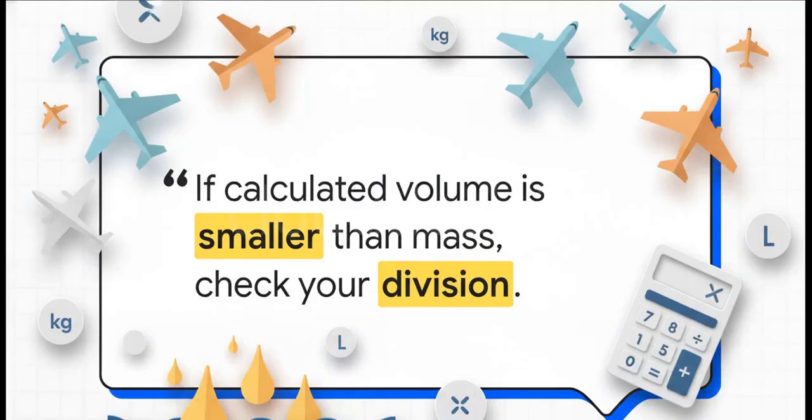So here is the crucial rule of thumb. Since jet fuel has a specific gravity of around 0.84, it is less dense than water. This means your calculated volume in liters absolutely must be a numerically larger number than your mass in kilograms. If you've got 1,656 kilos of fuel, your volume should be over 1,900 liters. If your volume number comes out smaller than your mass number, you multiplied when you should have divided. Don't let them catch you on that.